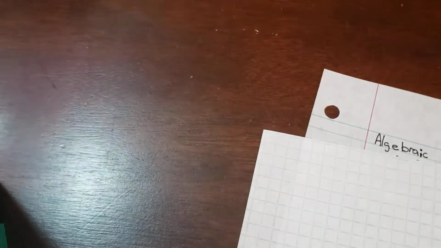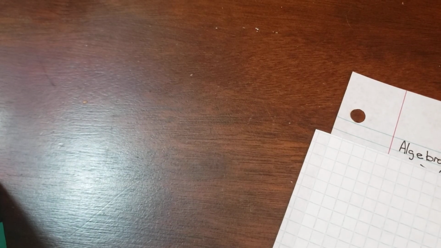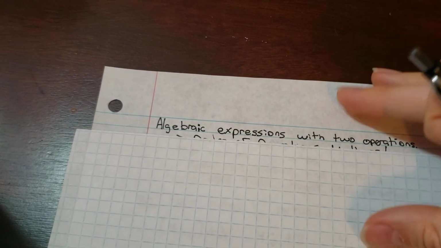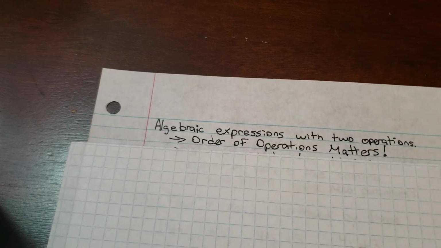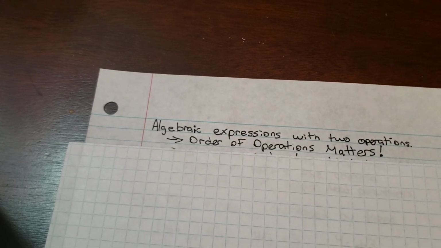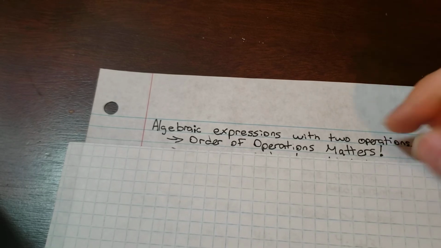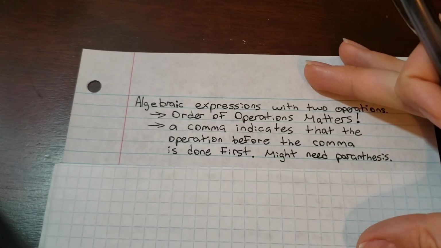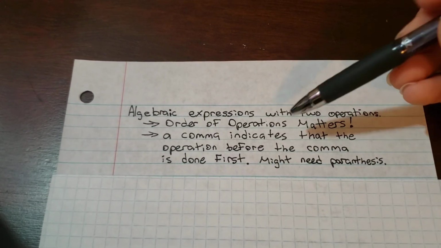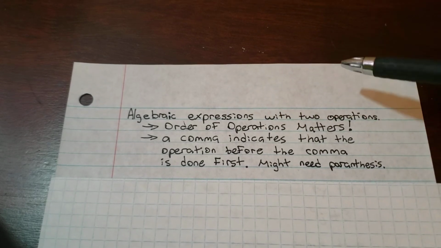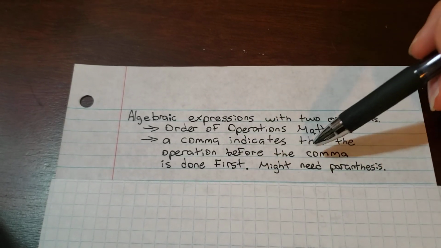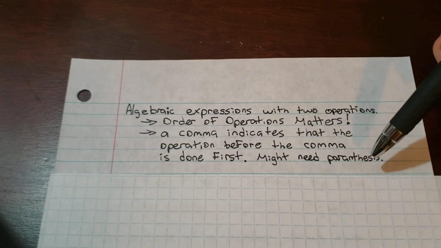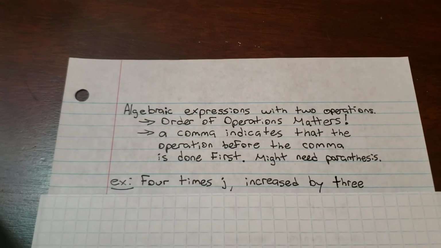Okay. Now, this is where it gets a little bit more tricky, because with algebraic expressions with two or more operations, the order of those operations matters. How it's said in the sentence matters. Keep an eye on that. Also, a comma: whenever you see a comma in the sentence, it indicates that the operations before the comma come first. You might need parentheses. Here's some examples.